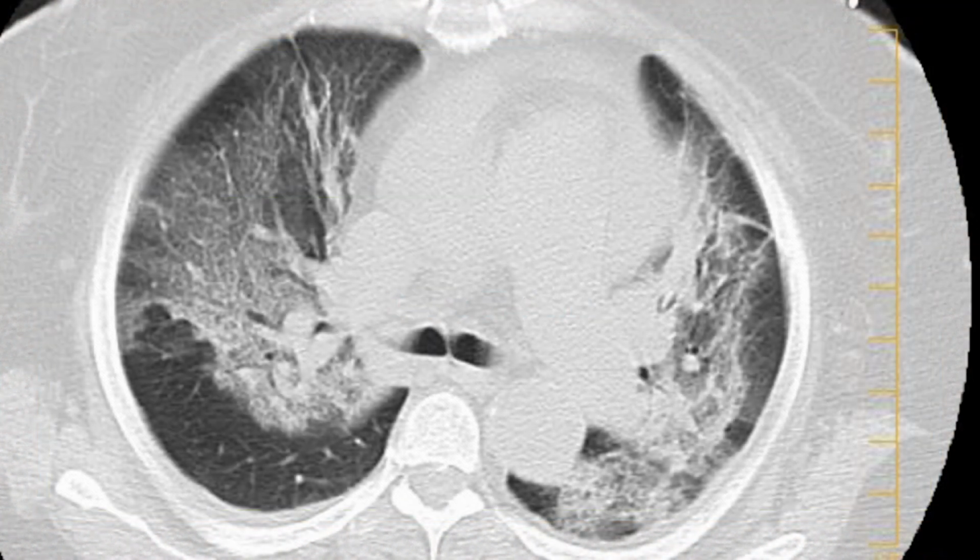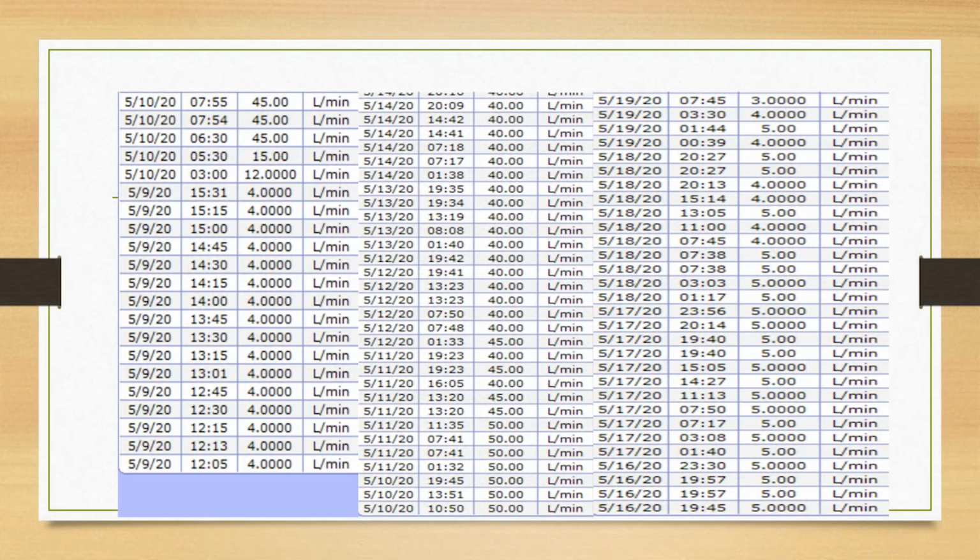you can see the same findings on the CAT scan. You see the bilateral white opacities, which is very characteristic of COVID-19. And also here the oxygen requirements of the patient. He started out on May 9th with 4 liters, and then it had to go up to high flow oxygen, where we had to give him 45 liters, and then went up to almost 60 liters. And I'll summarize this in the next slide.